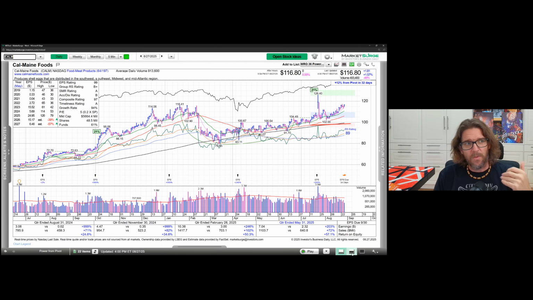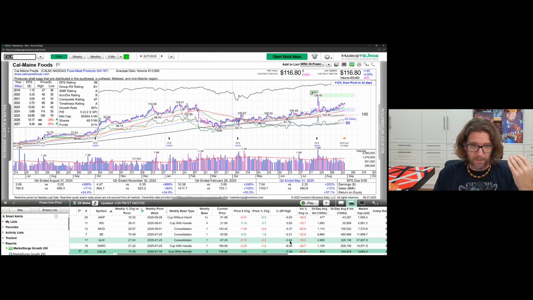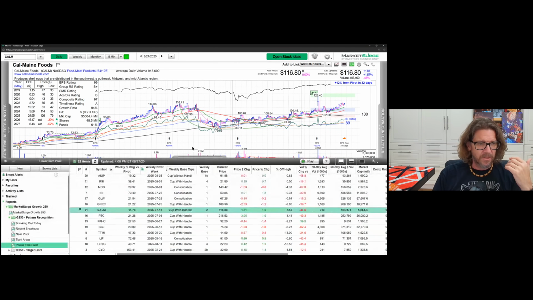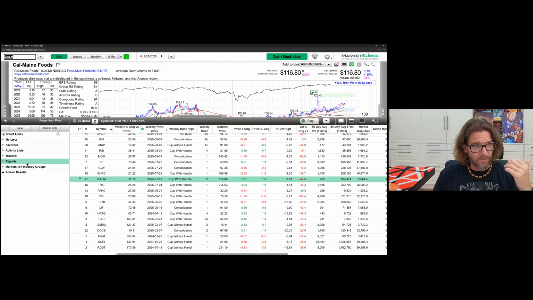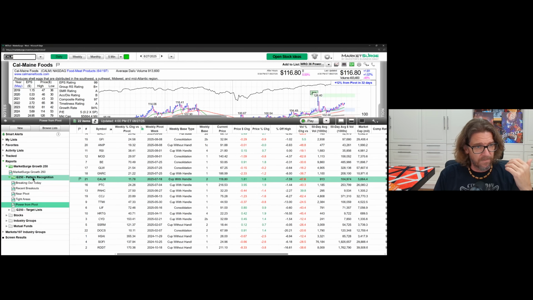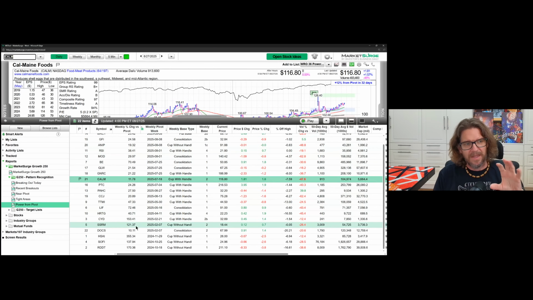And I went through and I was doing a bunch of screening and I just found a bunch of other examples of power from pivot that I just wanted to go through. Let's see. So again, if you're looking for this, go under reports, then go to the growth 250 pattern rec, go down to power from pivot, and then you will see, and again, this is the subset of those.